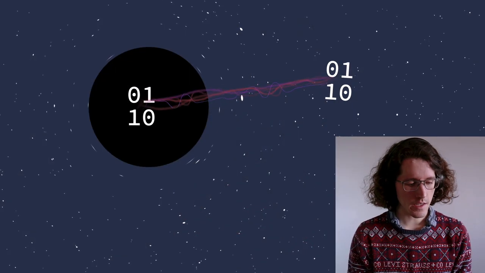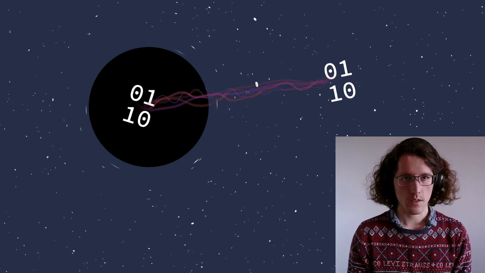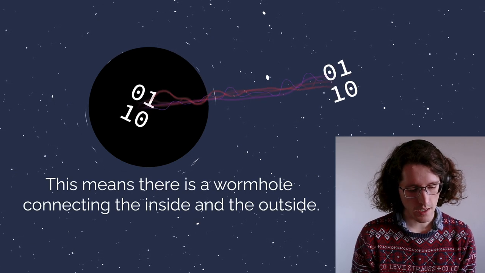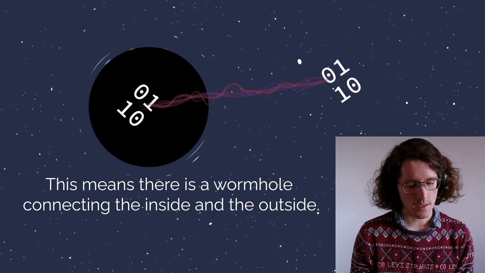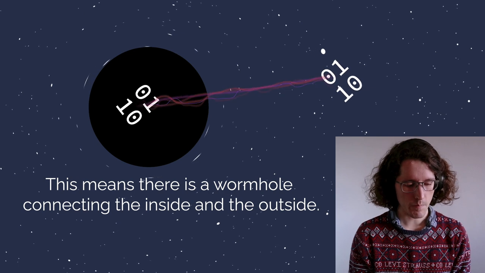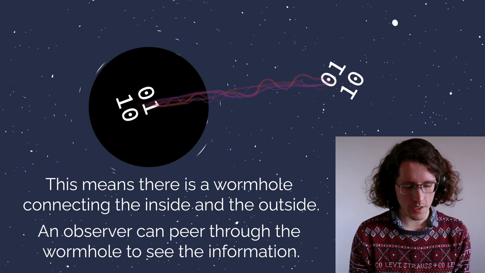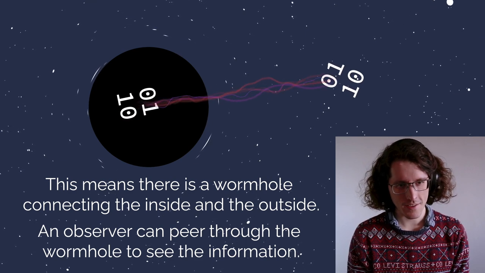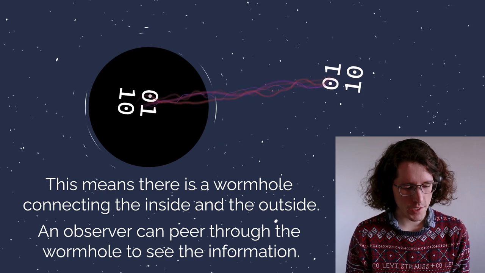It does. Remember that if we want to avoid the existence of a firewall, the bits of information inside and outside of the black hole have to be entangled with each other. So if the wormhole entanglement connection is real, then this implies that there's some kind of wormhole that connects the inside and the outside of the black hole. If this is the case, then maybe someone on the outside can just peer through that wormhole and see everything on the inside, and in that way, just recover all of the information that fell in.